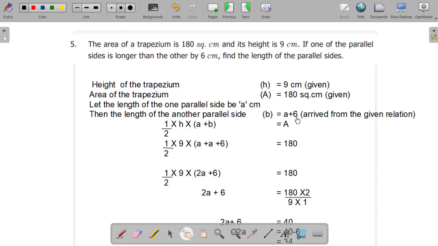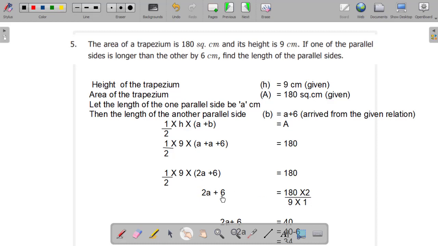We have arrived at this by using the relationship: one of the parallel sides is longer than the other side by 6 centimeter. By using this relationship, we arrived at this. By putting these values in the formula, we get an equation like this. So 1 by 2 into 9 into a plus 6, because b is a plus 6. So 1 by 2 into 9 into 2a plus 6 is equal to 180.